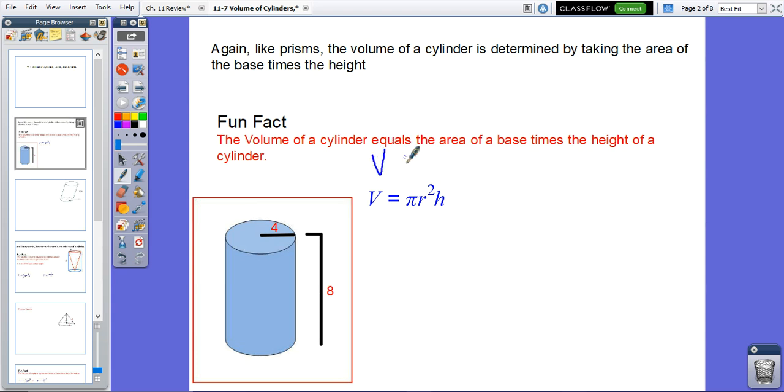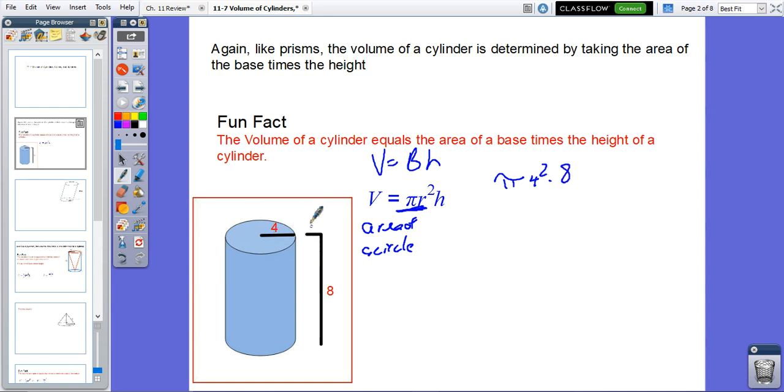But the formula is still the same. Volume equals area of the base times the height. What's great about a cylinder is that the base is always going to be the same. There's always going to be a circle. So that's why we just input the formula pi r squared, that's how you find the area of a circle. For our particular problem right here, we will do pi times 4 squared times our height, 8.